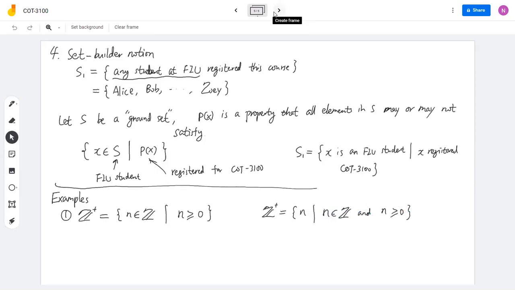Okay, by the way, I think I forgot to mention that there's another commonly used notation. Instead of a vertical bar, you can use a colon, similarly. You can write Z plus and use the two dots.